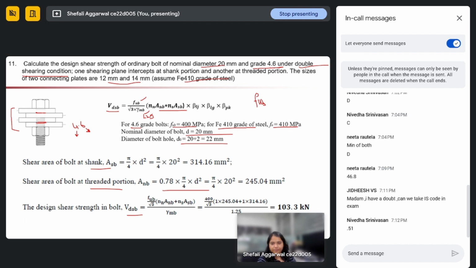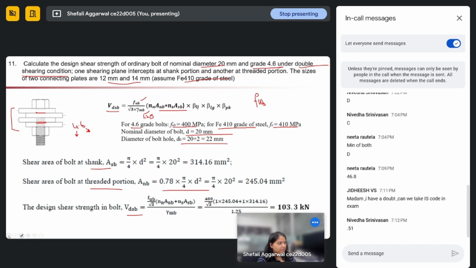And one more doubt. This is not in relation to the question. We have this complete joint penetration weld, right? CJP and PJP and all. How do we differentiate between a complete joint penetration weld and a butt weld?